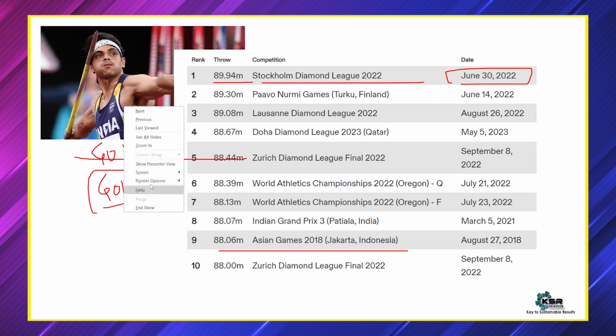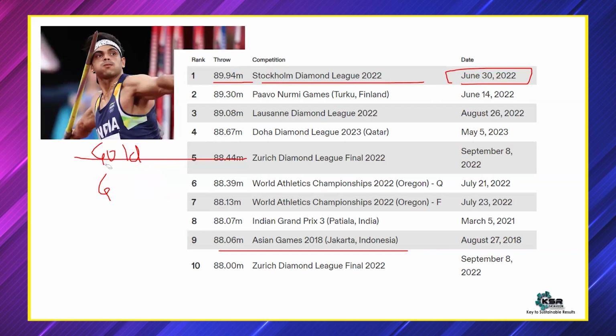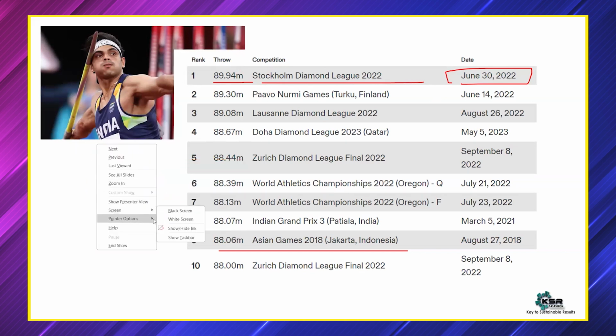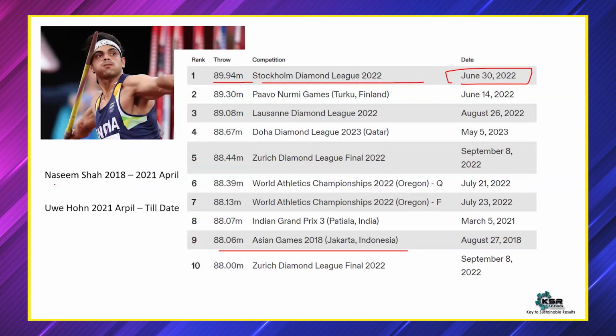Who is the trainer? Because the trainer also plays an important role. Your coach, your trainer, he also plays an important role. Now, if I want to give you information, his trainer was Naseem Shah from 2018 till 2021 April. From 2021 April, this person is his trainer.